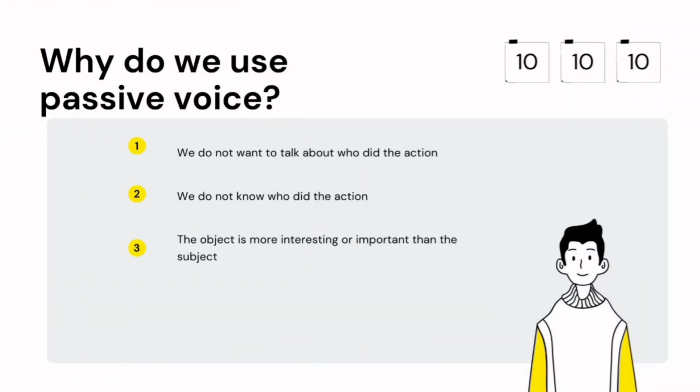Before we jump, I want to tell you the reason why we use passive voice. The first one is we do not want to talk about who did the action. And the second is we don't know who did the action. And the third is that the object is more interesting or more important than the subject.